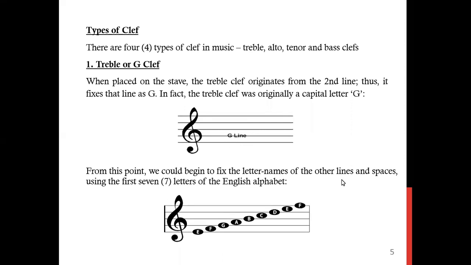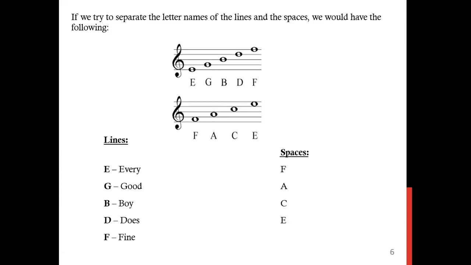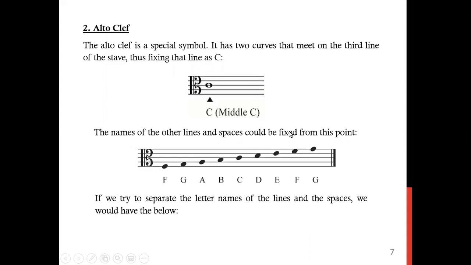If you have labeled it correctly, cross-check with what we have on the slides now. Remember the lines E, G, B, D, F, the spaces F, A, C, E. Check if you're correct. All right. Okay. If you are correct, then you have really done well.